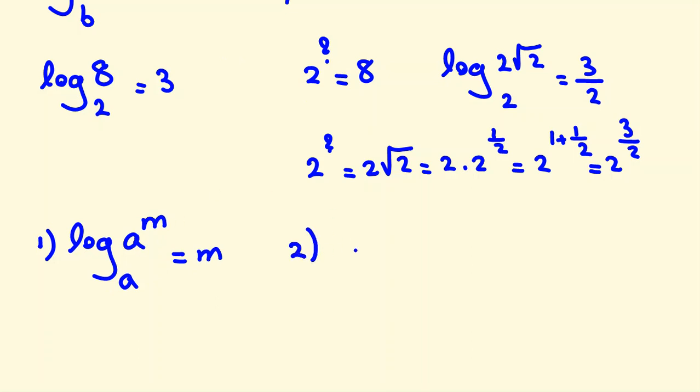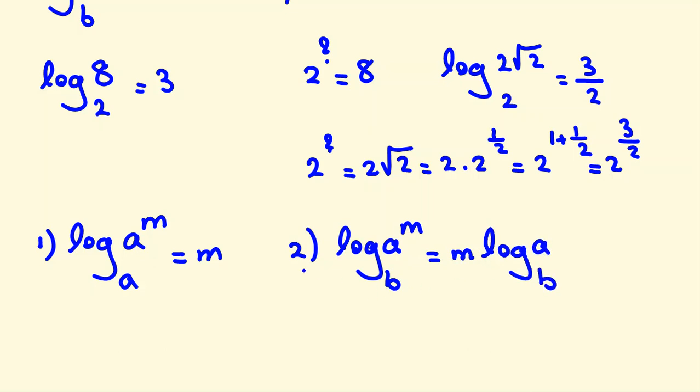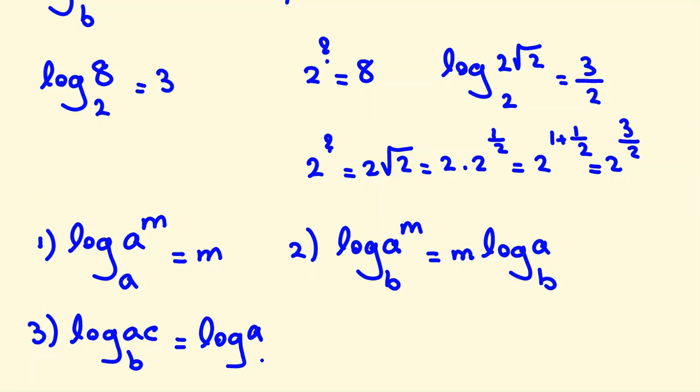So that's the first one. Second rule, if you have log of a to the power of m in base b, you can take m outside and write m times log a in base b. You should memorize the second one. Third one, log of a times c in base b. You can change it to log a in base b plus log c in base b. So we need these three rules for solving the problem.